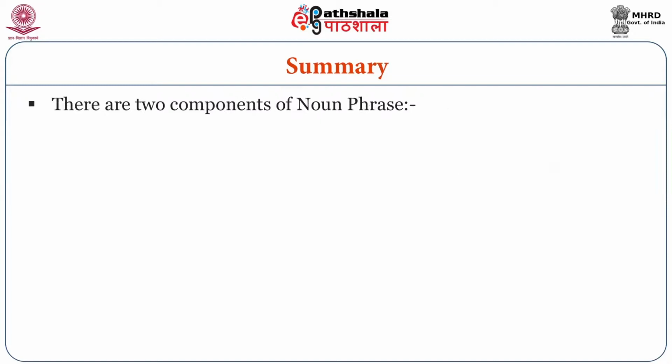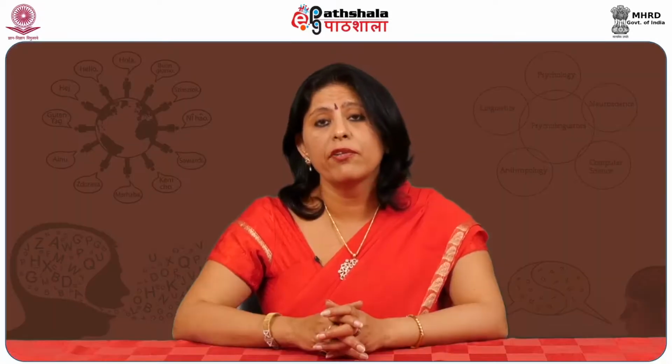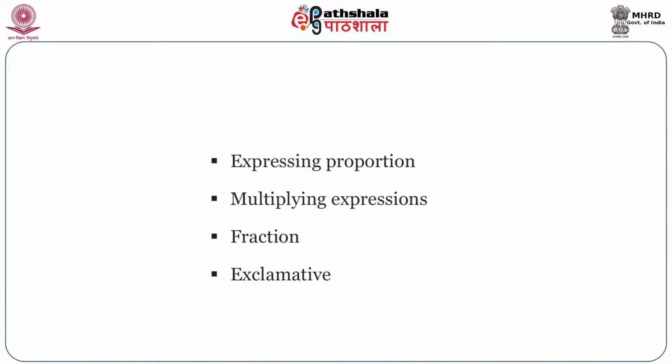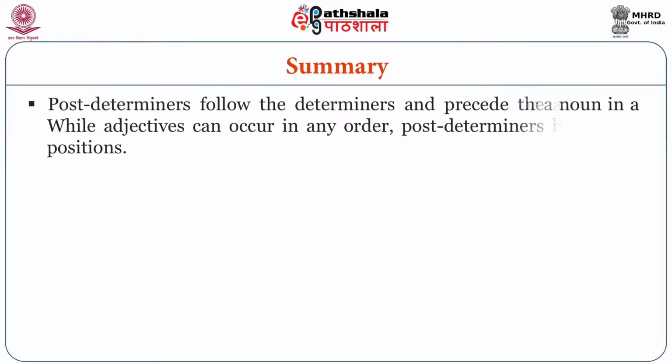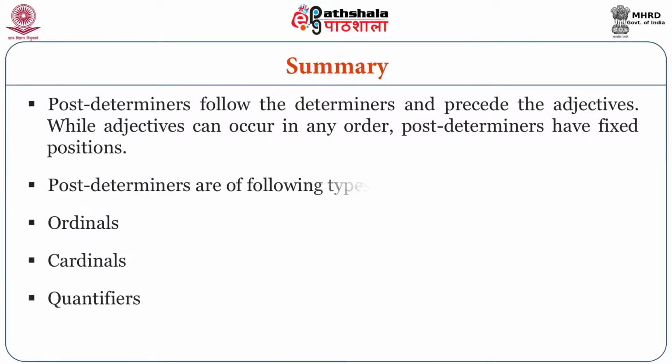We know that there are two components of the noun phrase, determiners and modifiers, and they are further divided into certain other categories as well. So they are expressing proportion, multiplying expression, fraction and exclamation as well. Central determiners are there. Then we have post determiners, which are further divided into ordinals, cardinals and quantifiers.